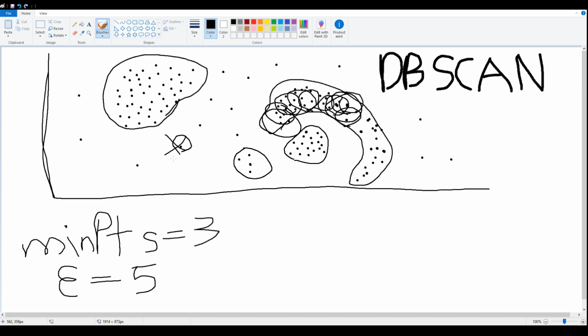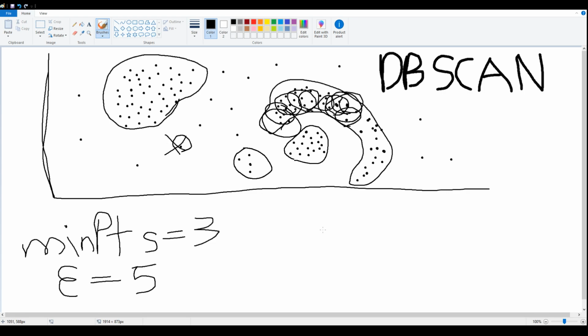Now, there are really two main pitfalls of DBSCAN. One is that you have to be able to generate these numbers right here, min pts and epsilon, where epsilon is the radius. If you don't have much experience with this, or you are unable to come up with these numbers, you're not going to be able to effectively run a DBSCAN algorithm.